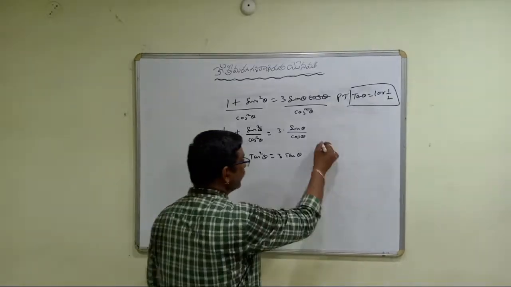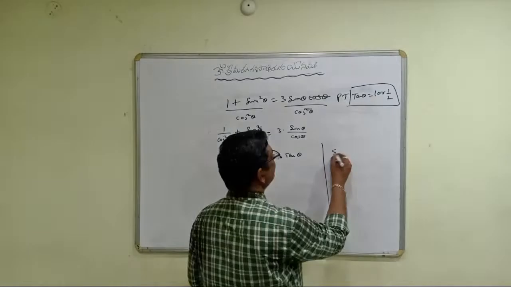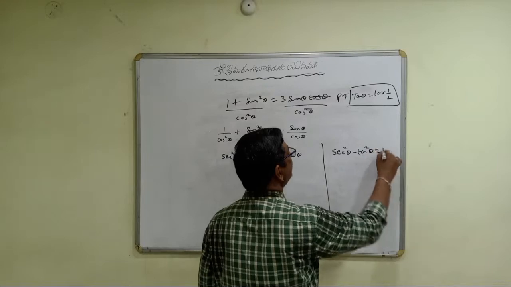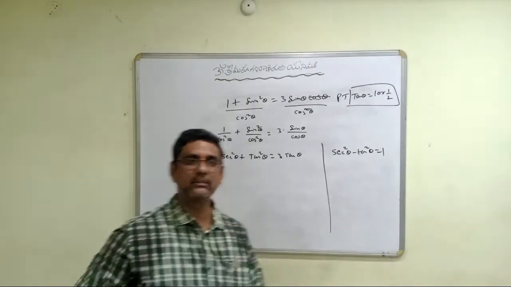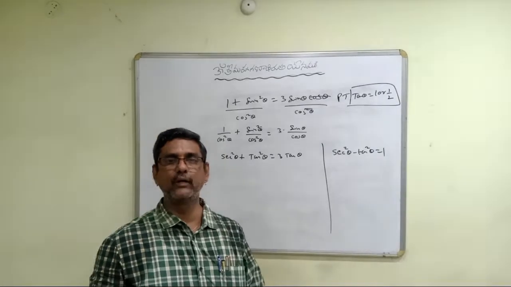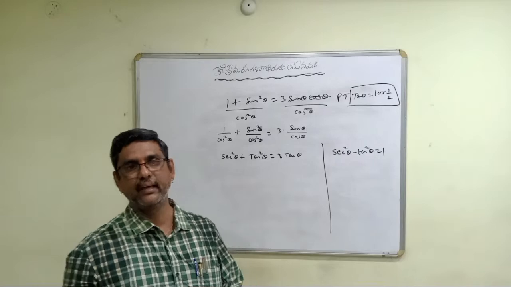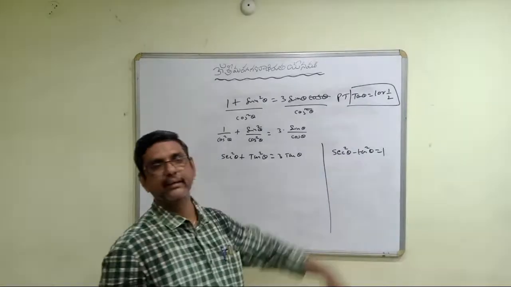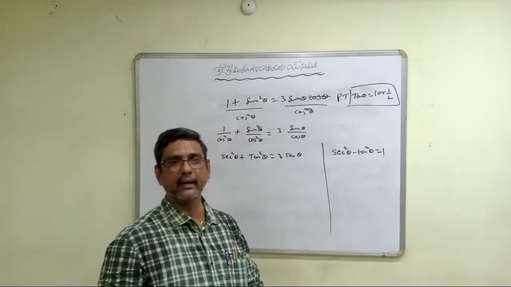And one more thing I need to tell you: there is another identity, that secant square theta minus tan square theta is 1. I am going to tell you about this in the coming class, on Monday. I will discuss these identities. This is an identity: secant square theta minus tan square theta is 1.